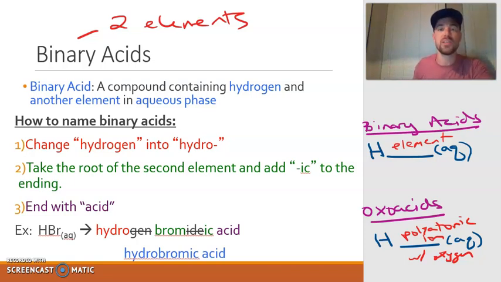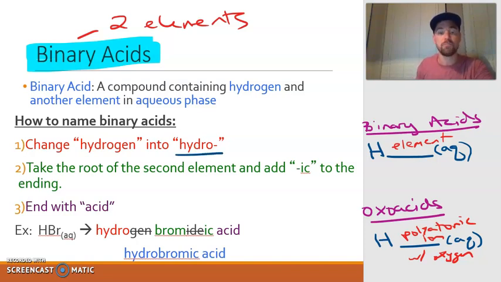We're going to focus on this slide with the first type, the binary acids. So, when you're taking a look at a binary acid and you're asked to name it, how would you do that? The first thing we would do is change the hydrogen to hydro. Then take the root of the second element and add the suffix "ic." Finally, end with the word acid.